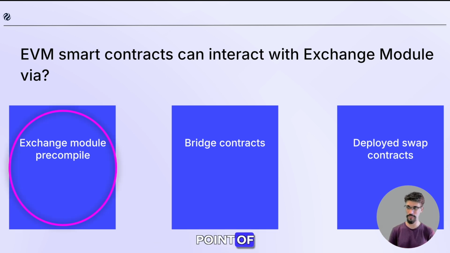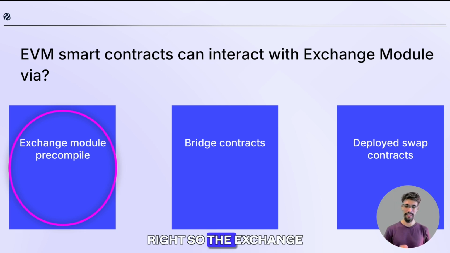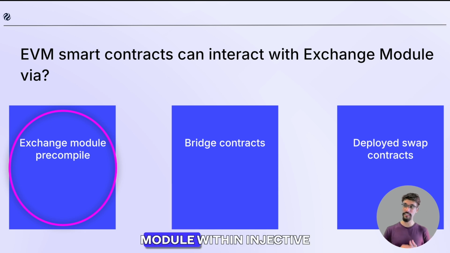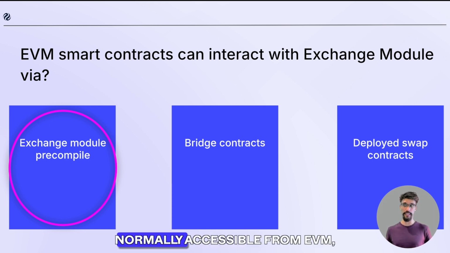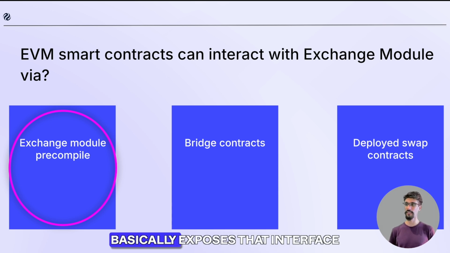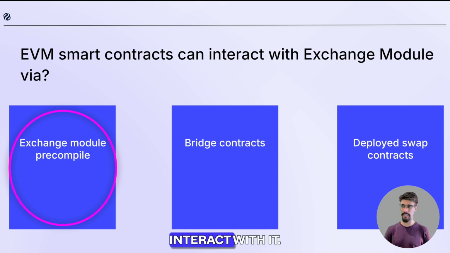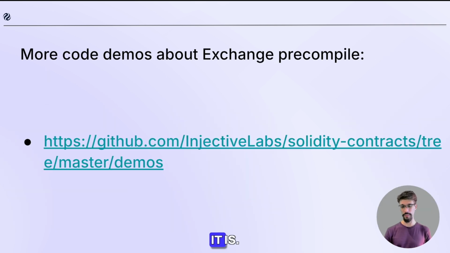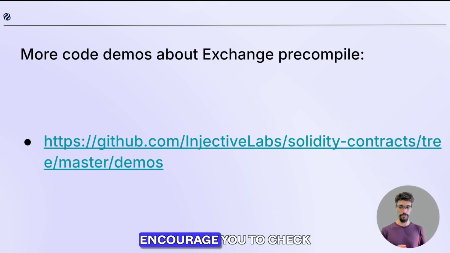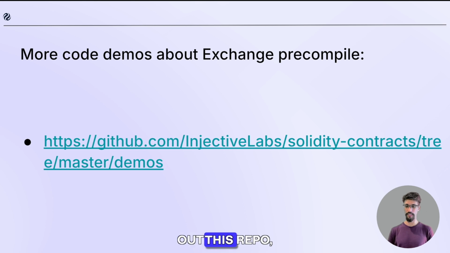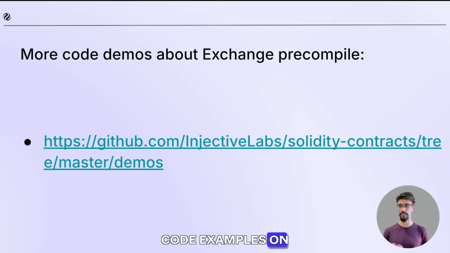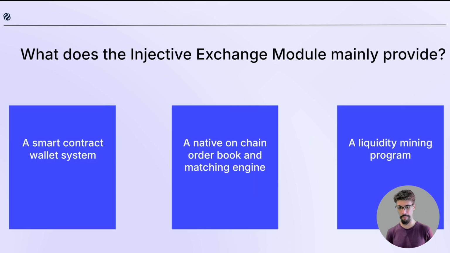That was the main point of this entire deck, right? So the exchange module is a native module within Injective and is not normally accessible from EVM, right? How would it talk? So the precompile basically exposes that interface in a manner that EVM can interact with it. That's essentially what it is. And I strongly encourage you to check out this repo, which has several code examples on using the exchange precompile.